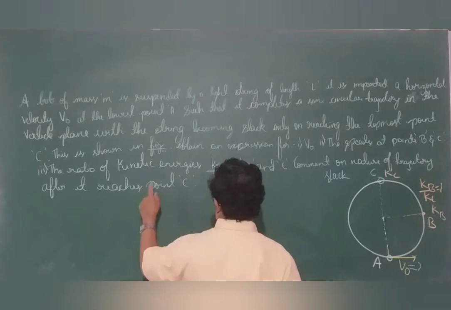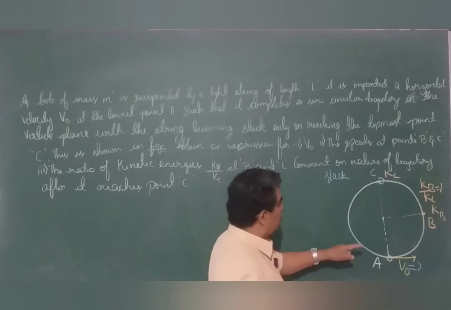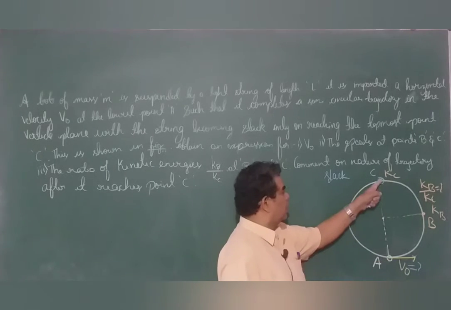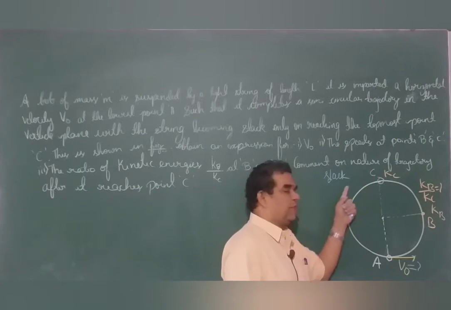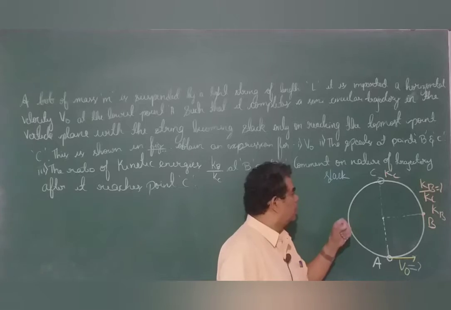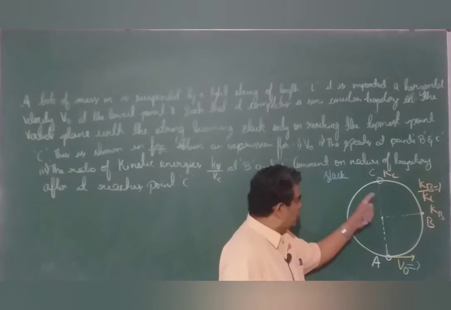And then comment on the nature of the trajectory. That means once this ball reaches this point, what happens to its path? If the thread is cut and if the thread is not cut. That is what we call the nature of the trajectory. First we start with these ideas.